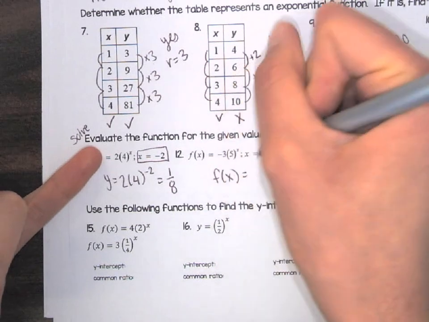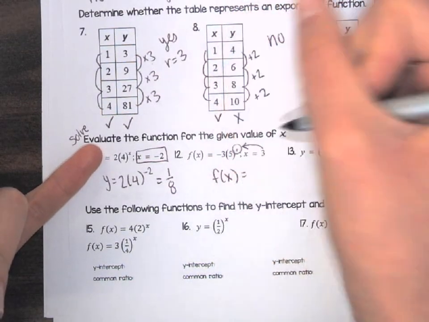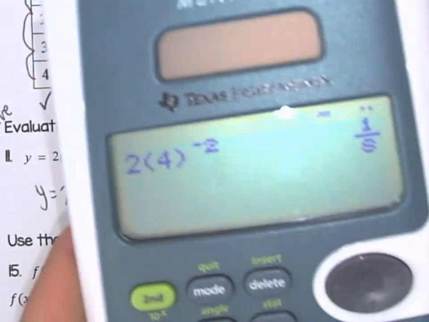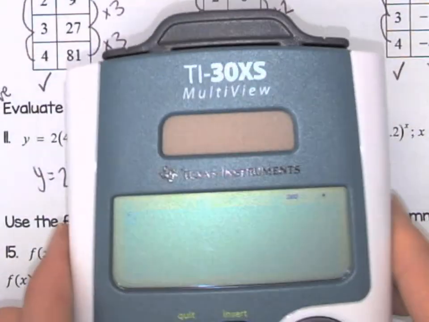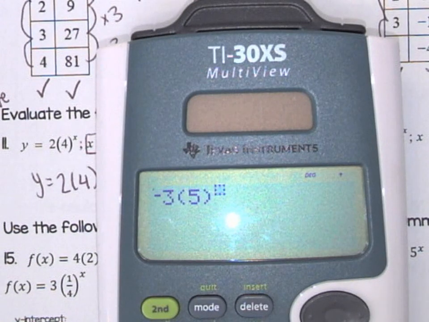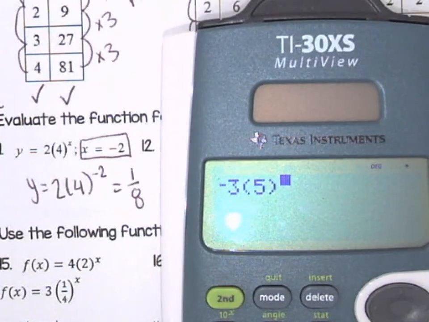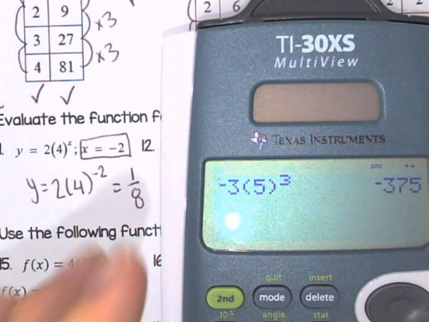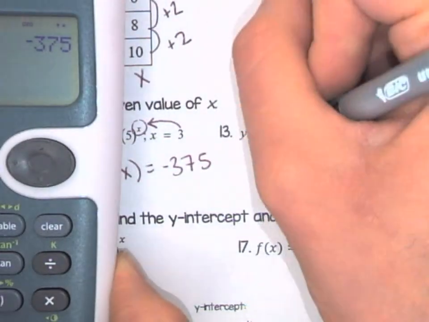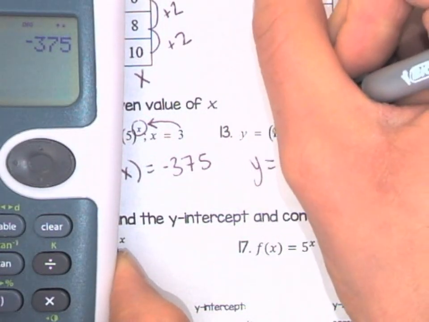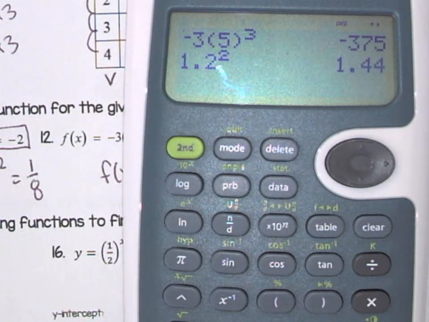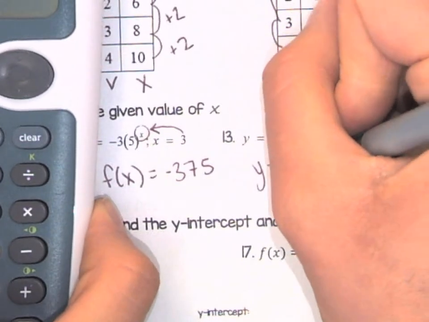For my second one, I'm plugging in 3 for my x right there. Zoom back in so you can see that, so it'll be kind of big on the calculator, but you can see. Negative 3 times 5. Press our exponent button, and I'm raising it to the 3rd power, which gives us negative 375, so on and so forth here. So y is going to equal 1.2 to the 2nd power, which gives us 1.44.